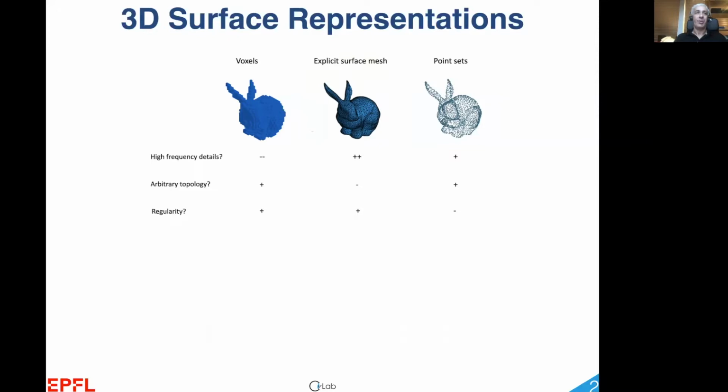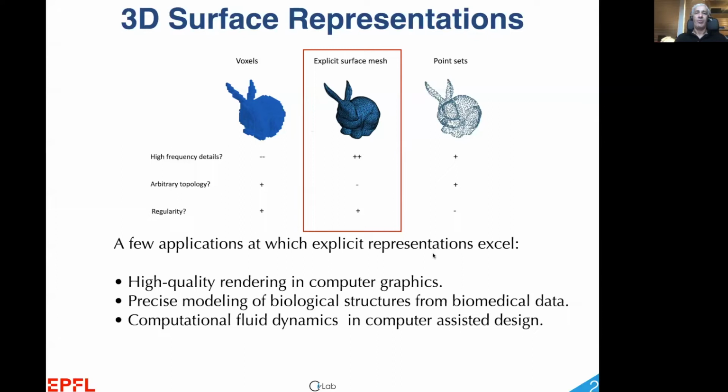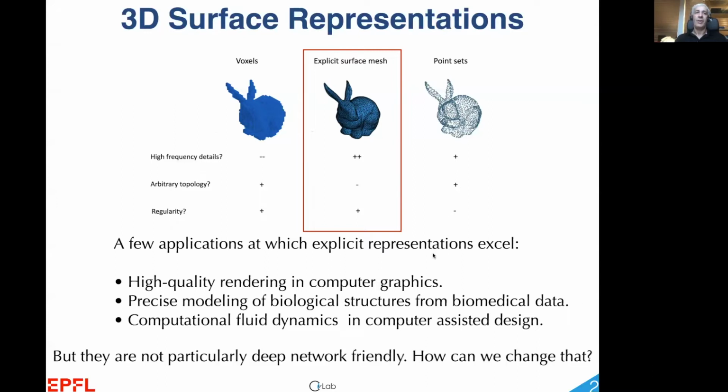All these representations have their pluses and minuses, but triangulated meshes are particularly well suited when we need to represent high-frequency details, which is one of the reasons they have been so popular for so long. This is definitely the case in computer graphics when accurate renderings are required. This is also true in biomedical imaging when we need to compute the surface areas of specific structures, or in computational fluid dynamics when we want to represent boundary conditions. Unfortunately, it is not obvious how to design and train a deep network to produce such meshes with arbitrary numbers of vertices and topology. This is the problem I would like to address in this talk.